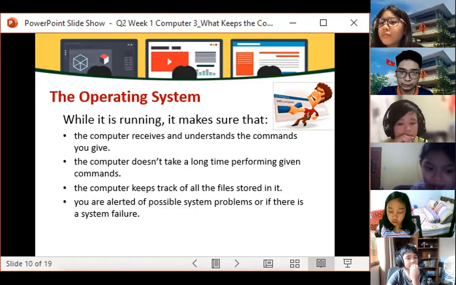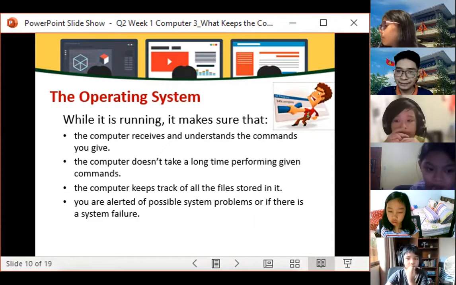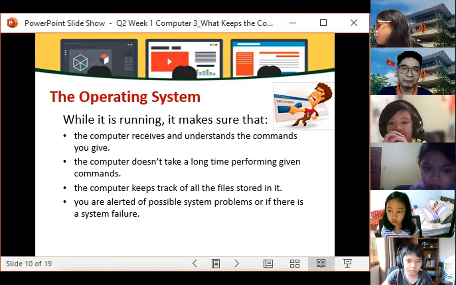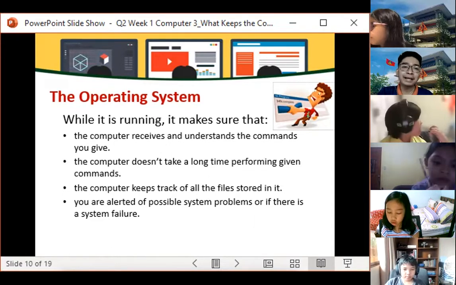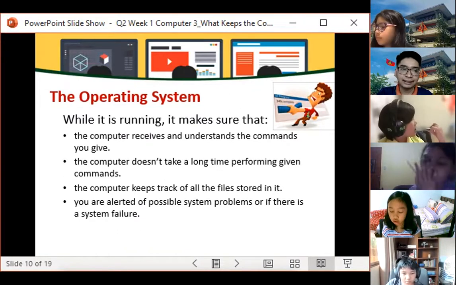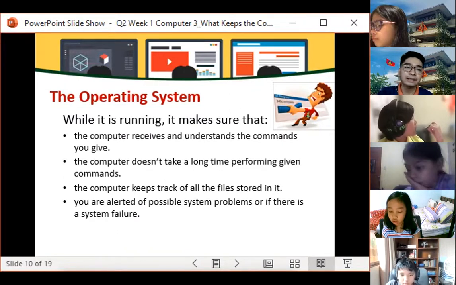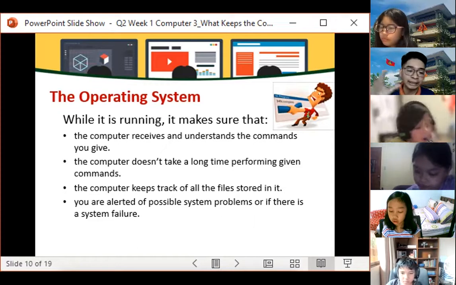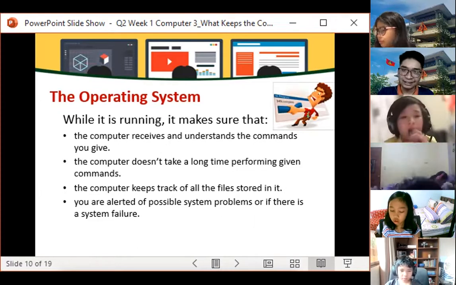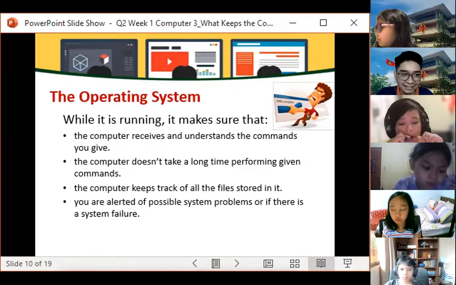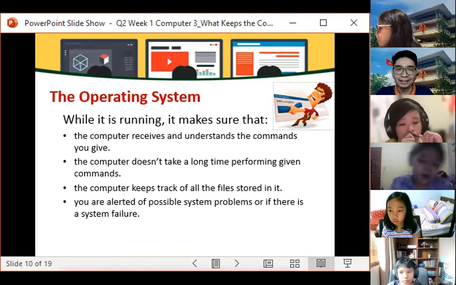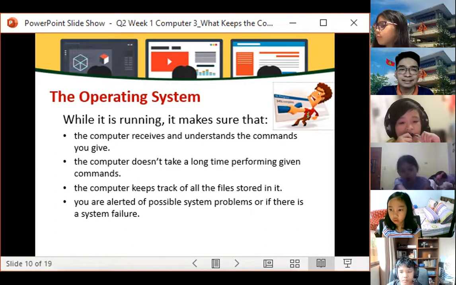Okay, so as you can see, di ba? Ang daming trabaho ng operating system. So para siya mismo talaga yung pinaka-manager ng computer kasi ang daming task na naka-assign sa kanya. Just like yan, receiving and understanding the commands that you give. Yung mga in-input mo na data, siyempre, siya yung nagdadala niya sa system unit at siya yung nagpo-process niya. No? Imagine how difficult is that.